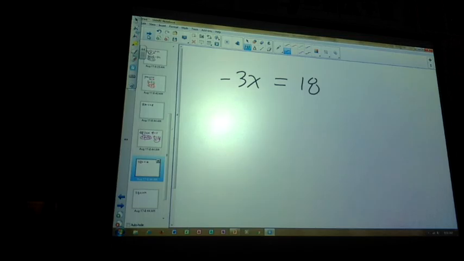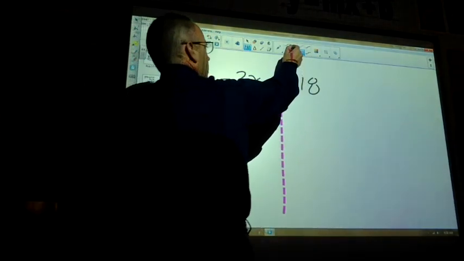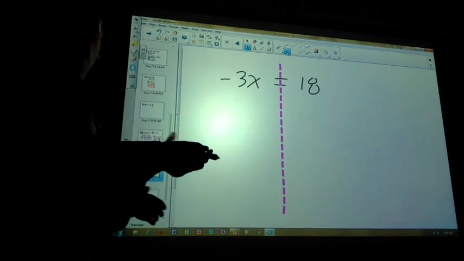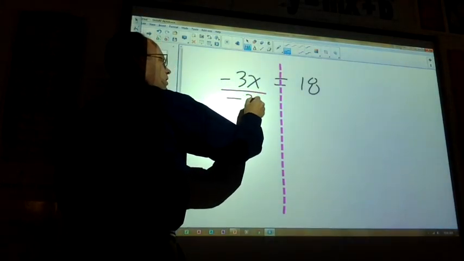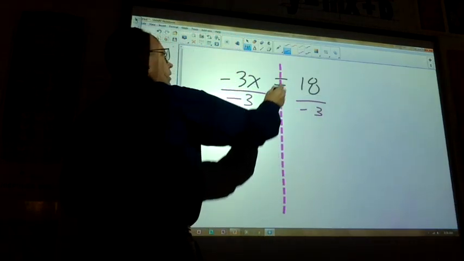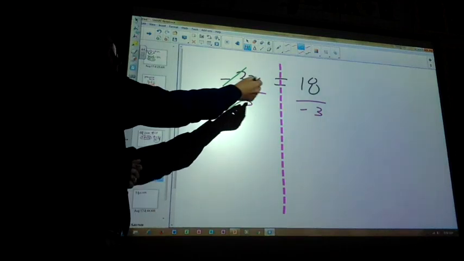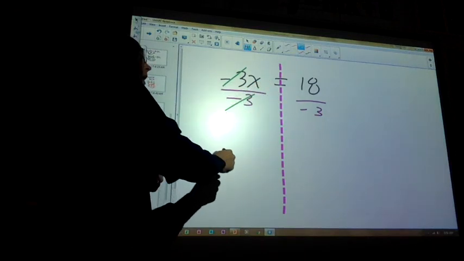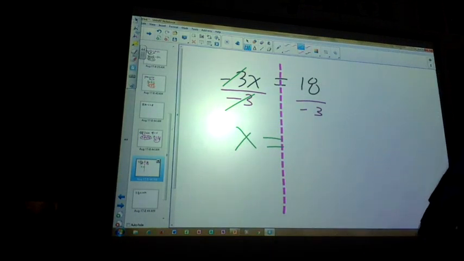All right, so negative 3 times X is equal to 18. So how are negative 3 and X being held together right now? By multiplication. So what undoes multiplication? Division. What does that dotted line mean? It's my equal sign. So what I do to one side of it, I have to do the other. So these are being held together by multiplication, and I'm going to divide each side by negative 3. So this and this cancel out. Still with me? What do I have on this side? X equals 18 over negative 3, which is what? Negative 6.